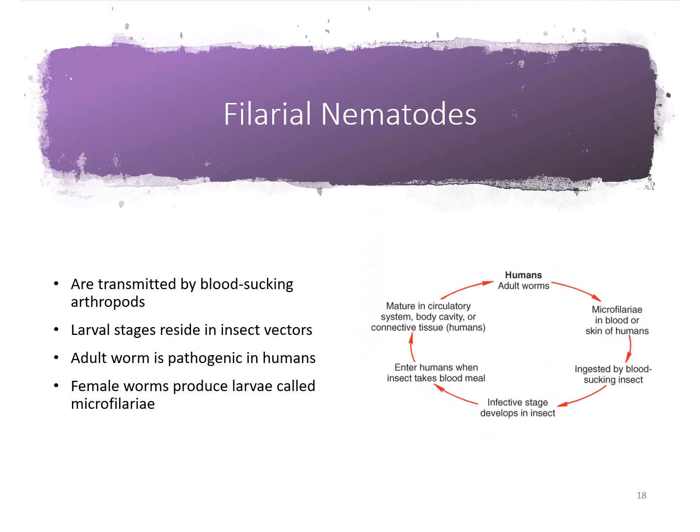Filarial nematodes, these are transmitted by blood-sucking arthropods, and the larval stage will reside inside the vector, and then that can be transmitted to the patient. And so the adult worm is actually pathogenic to humans, and then once it gets into the blood, then it can actually migrate through to the connective tissue.